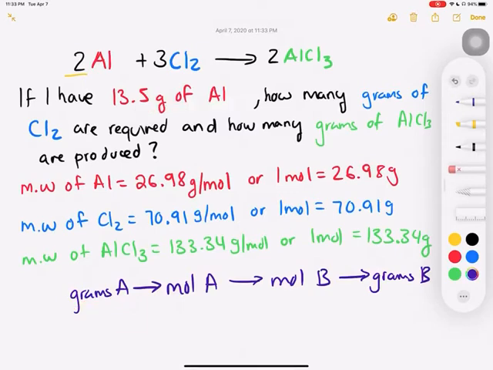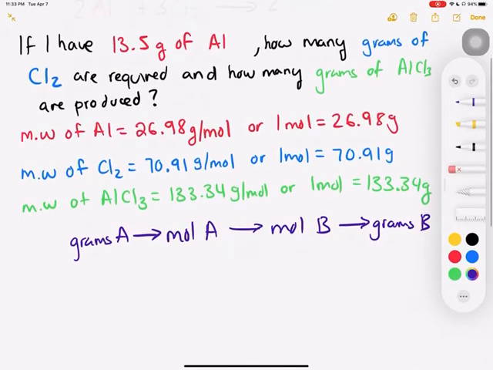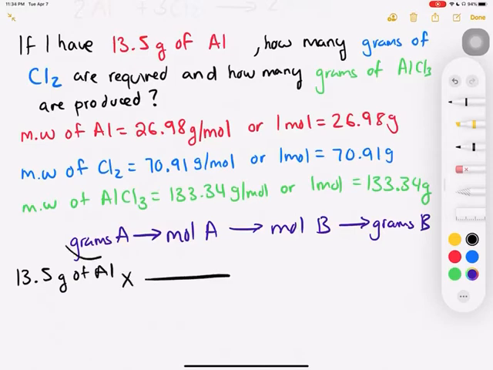So let's start the dimensional analysis. I'm going to scroll up a little bit. My first number in the dimensional analysis, grams of A, is going to be 13.5 grams of aluminum. That's the first number, and then I'm going to do the first conversion, grams of A to moles of A, so grams of aluminum to moles of aluminum. And this is where I'm going to plug in the molecular weight.